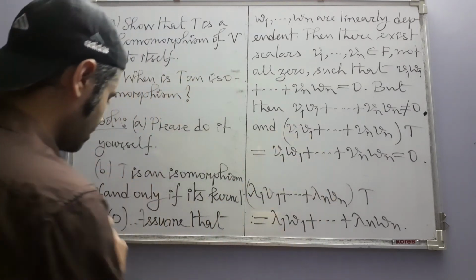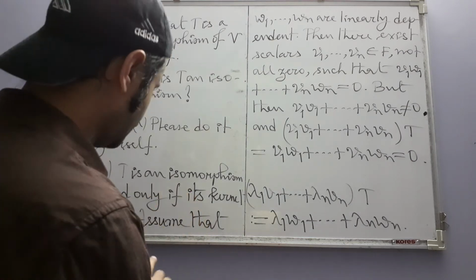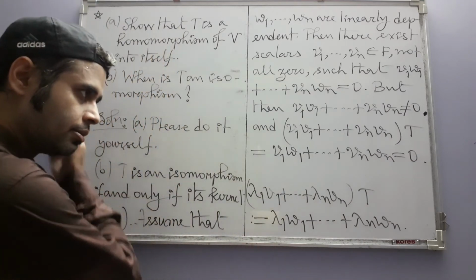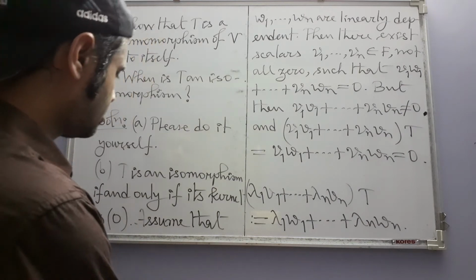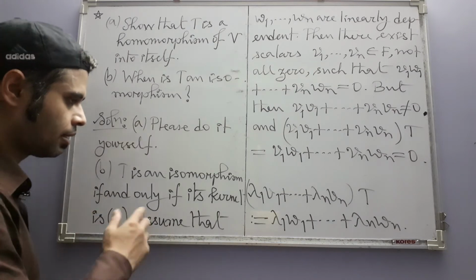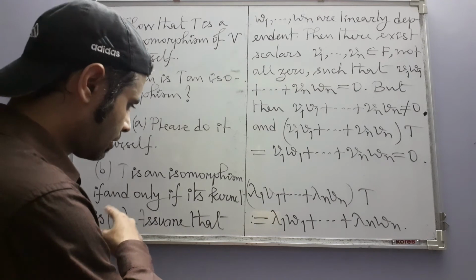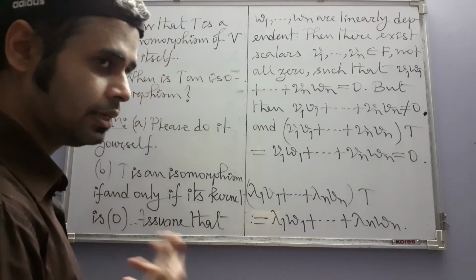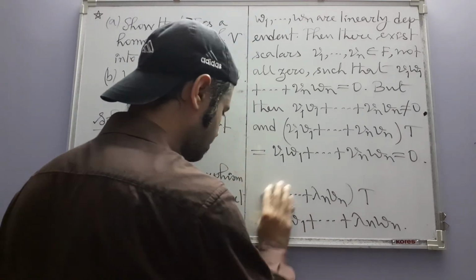So what is it that we have proved here? If the wi's are linearly dependent, then the kernel of T has a non-zero vector. That means T is not an isomorphism. Of course, equivalently, if T is an isomorphism, then the wi's should be linearly independent. Let's just write the conclusion.